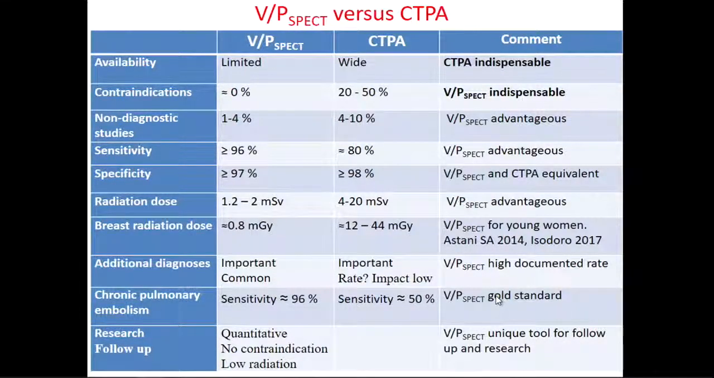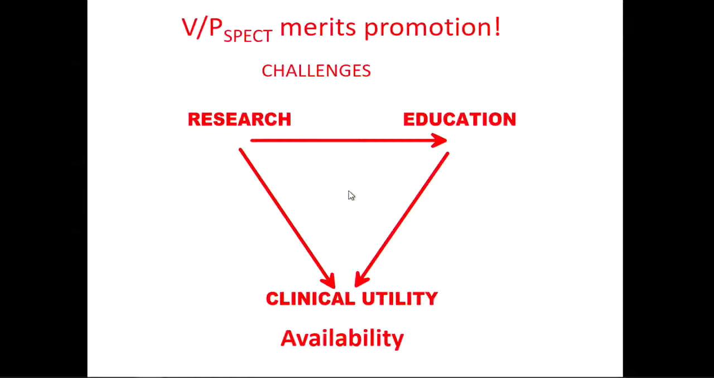Chronic pulmonary embolism, CTPA is nearly useless, while VP-SPECT is the gold standard. And I repeat that for research and follow-up, the advantages with VP-SPECT are very significant indeed. So VP-SPECT merits promotion, and we have to look for the challenges, because CTPA is still the most commonly used technique worldwide.